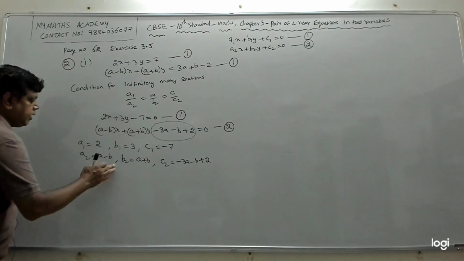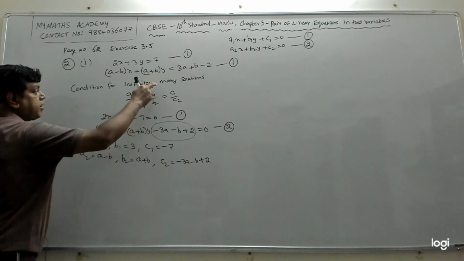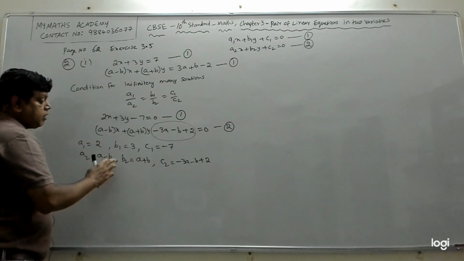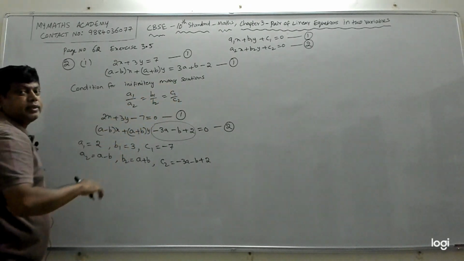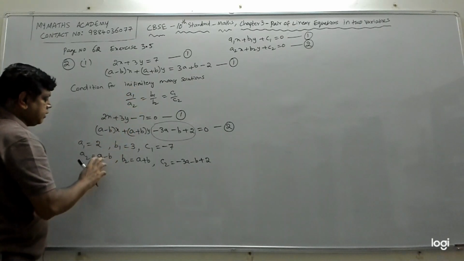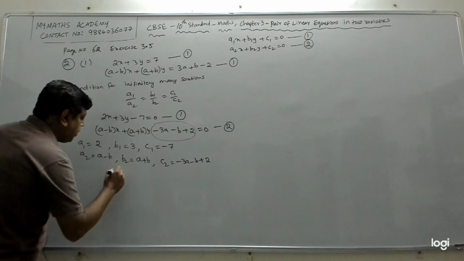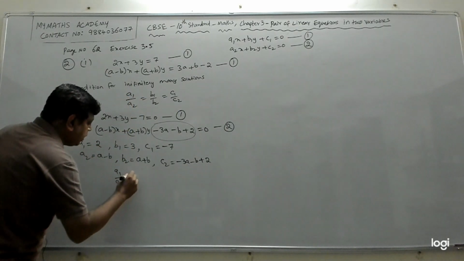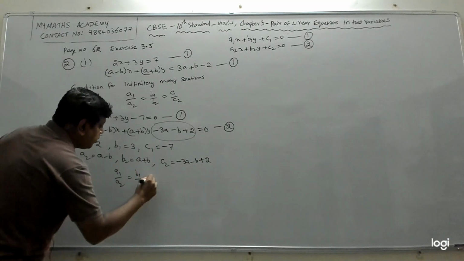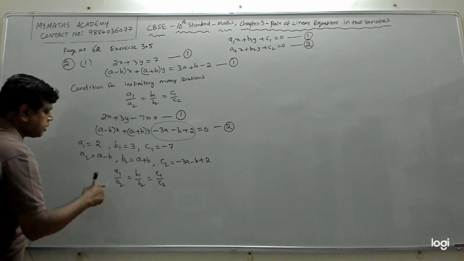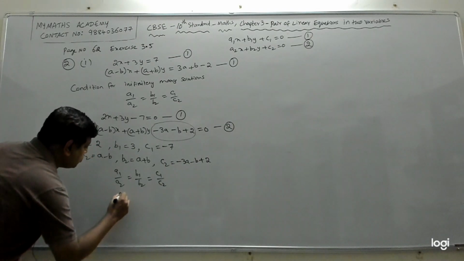Now this is the condition for infinitely many solutions. For what values of a and b will this be satisfied? We need to substitute these values in this. So a1 by a2 equal to b1 by b2 equal to c1 by c2. We are going to substitute. What is a1? a1 is 2 by a2.